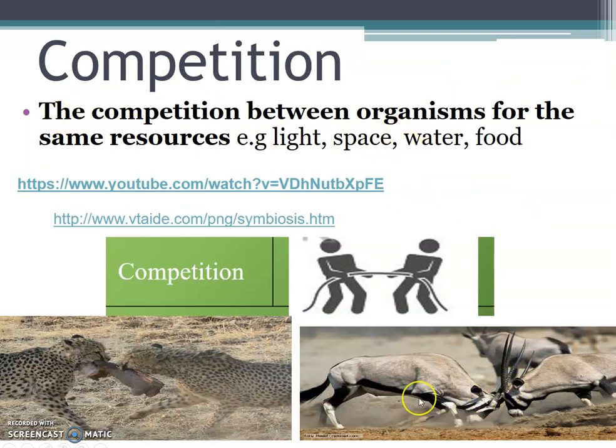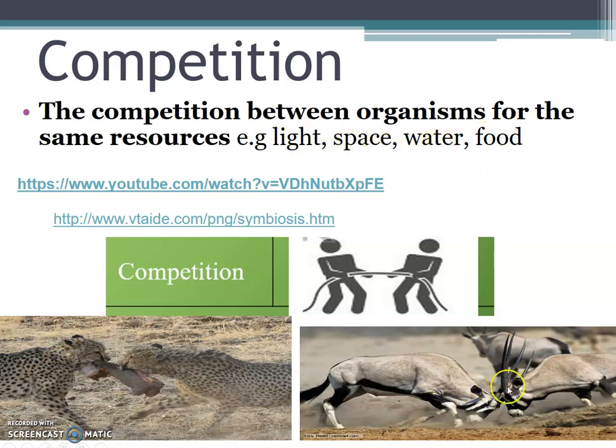All right, last few, competition. Competition is where two organisms are competing for the same resources. So if you're talking about plants, they could be fighting for light. One tree can grow a little bit taller and shade the other, and then the other tree will grow a little bit taller and shade the other. So plants can fight for light or space or water or food.